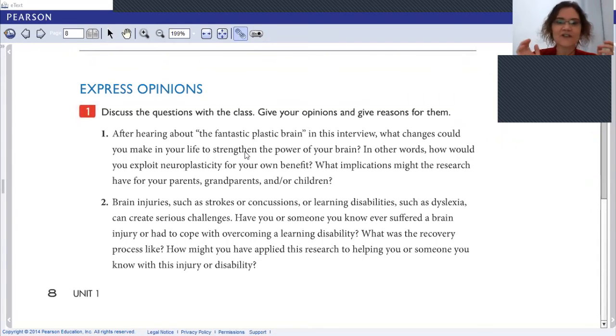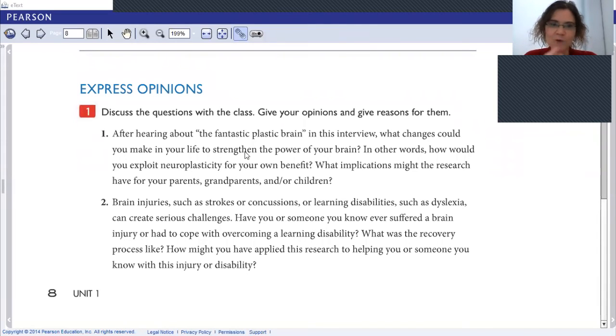Yeah. After hearing about the fantastic plastic brain, now I cracked up when I read that, because I was like, fantastic plastic brain. Oh, what is that? Okay, what changes could you make in your life to strengthen the power of your brain? What would you do to strengthen the power of your brain? Or do you think my brain is strong enough? I don't know. Me, my coffee works so far, but I don't know how long that will help.